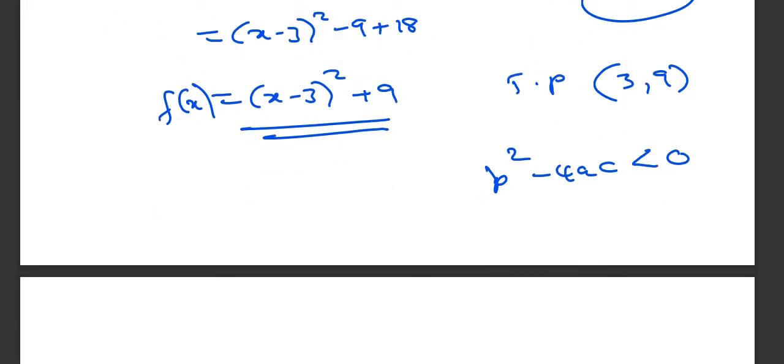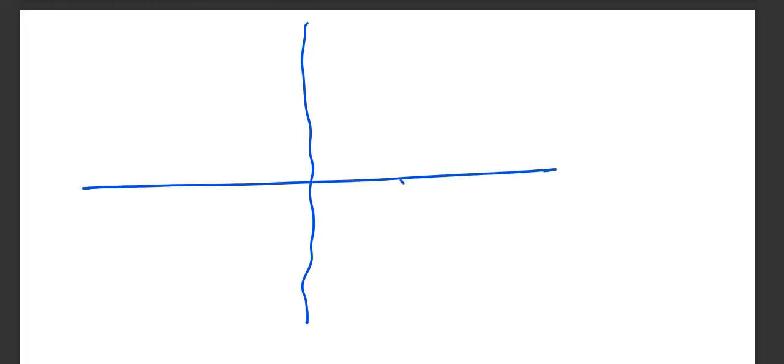Look at the turning point. The turning point is 3, 9. So there's a 3, then there's a 9 there. And the value is simply what? The value is simply telling us the value of a. a is greater than 0, so the graph has to look like this. And we're supposed to touch the y-axis at 18.